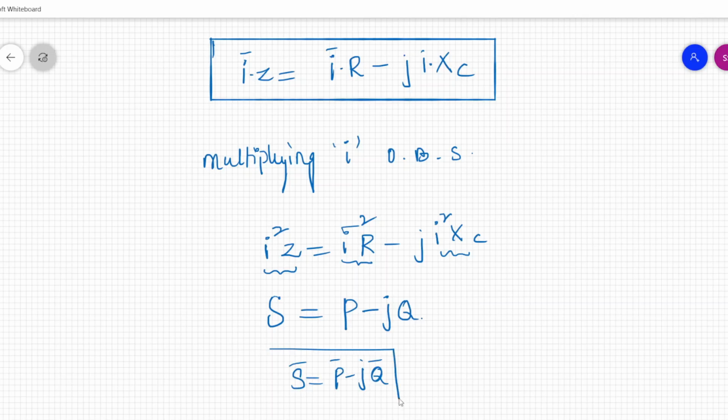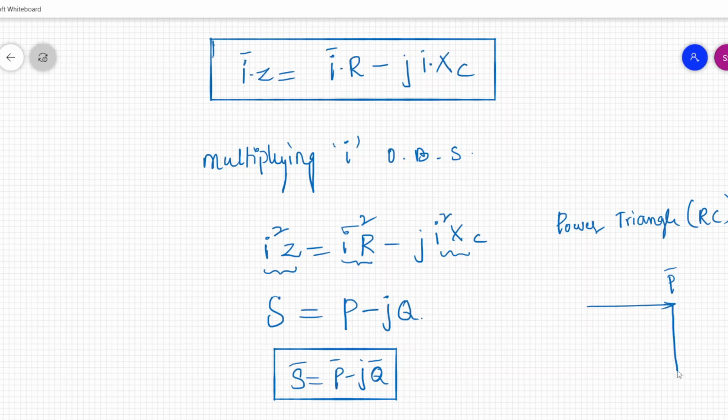Okay, so let us draw the power triangle here. Power triangle for an RC network. We are drawing the P here first, the real power, and here Q is leading the P by 90 degrees. So the leading Q will be represented like this. This is Q bar, and addition of these two vectors will give us our apparent power. This is our apparent power.